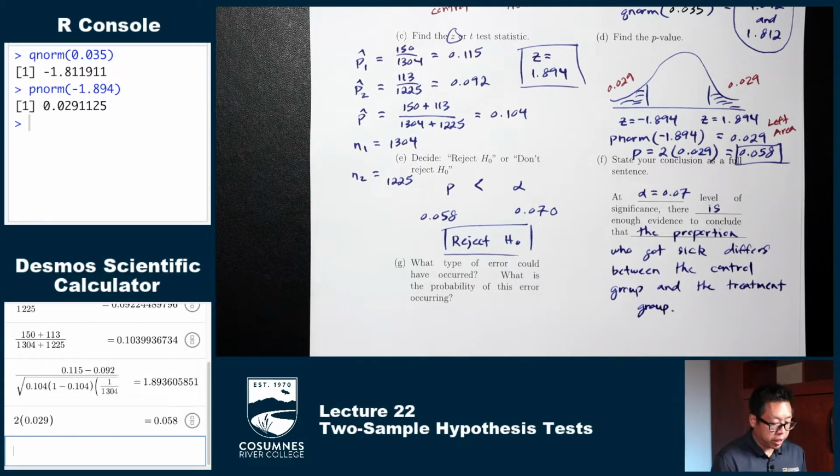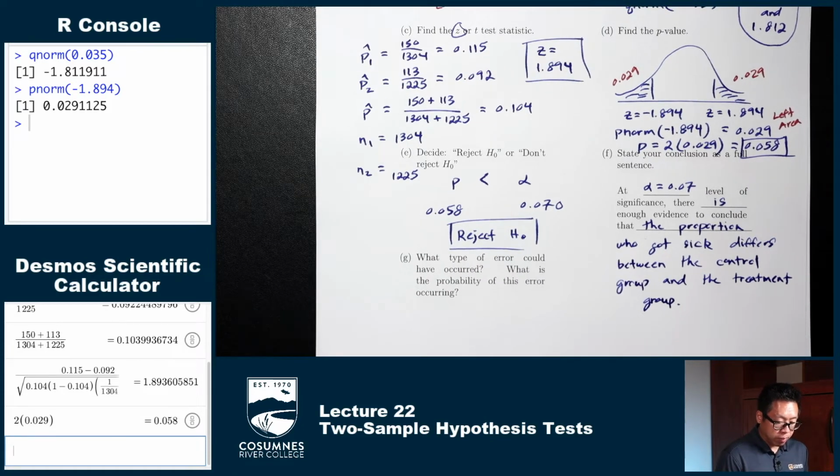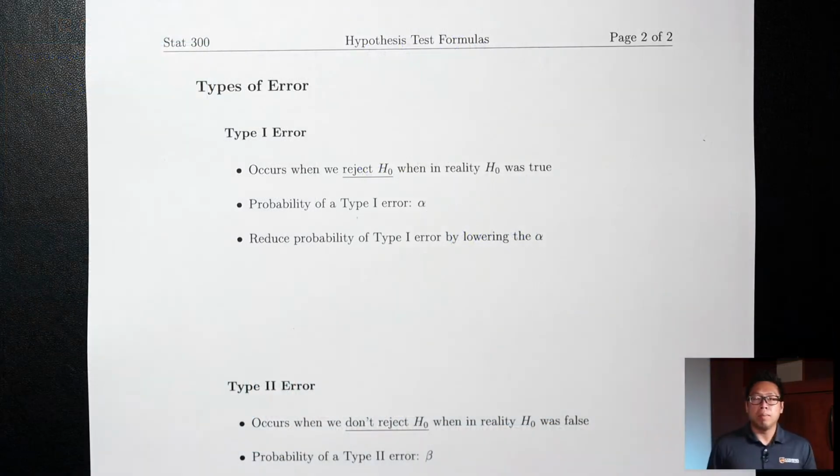Part G. So part G is a new part in this lecture. What type of error could have occurred? What is the probability of this error occurring? So this, I need to talk about the second page in the lecture notes. Because we are making our decision to reject or not reject H0 from a small sample, instead of getting data from everybody in the population, there's always the possibility that we are really unlucky and that we got a sample that told us to do the wrong thing.